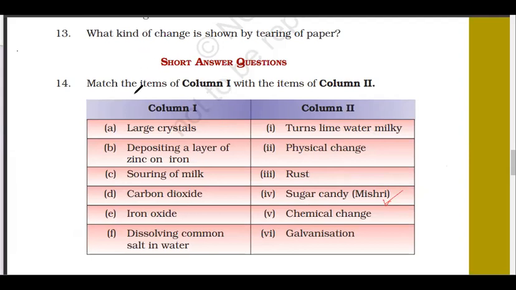Depositing a layer of zinc on iron. What is it called? This is A. Yes, very good, Pragini. Galvanization. So this is B, right? Very good, Tavishka. Next. Very good, Esther. Galvanization. A.